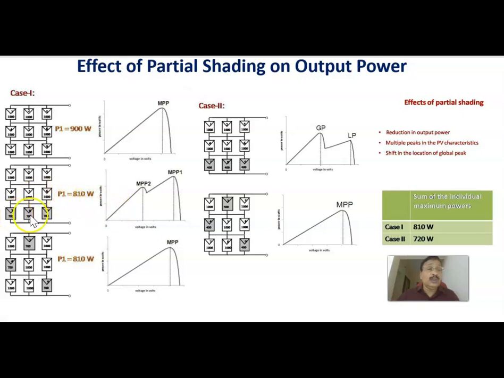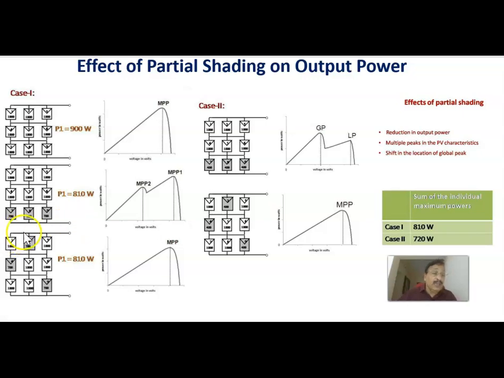Due to this partial shading, one effect is that the maximum power is reduced from 900 watts to 810 watts. Another point is that multiple maxima are created. Apart from here, where there is only one maxima, here 2 maxima come when the last row is partially shaded.